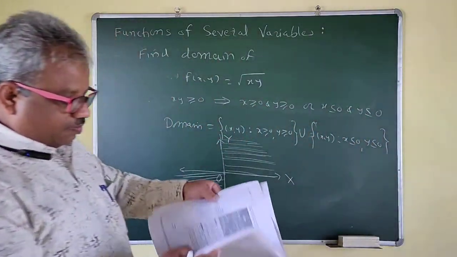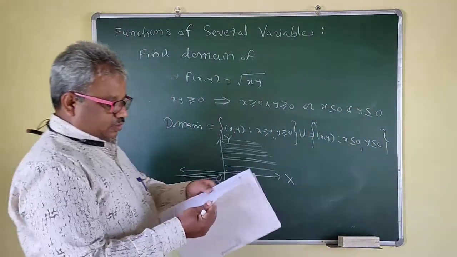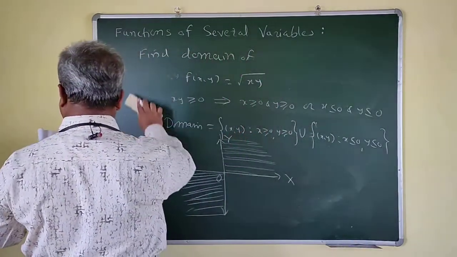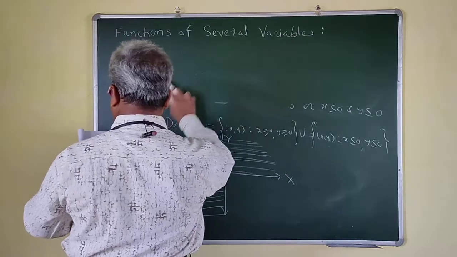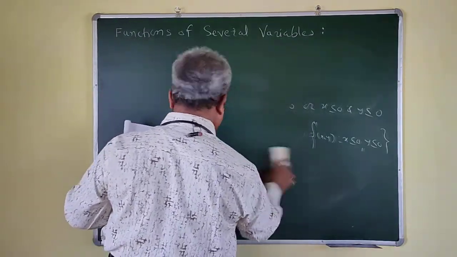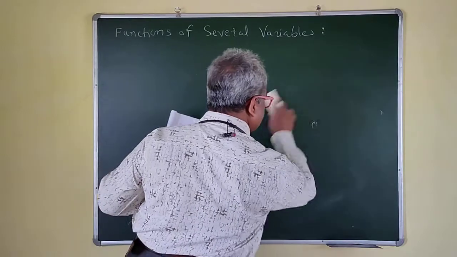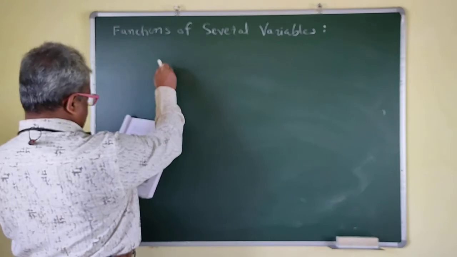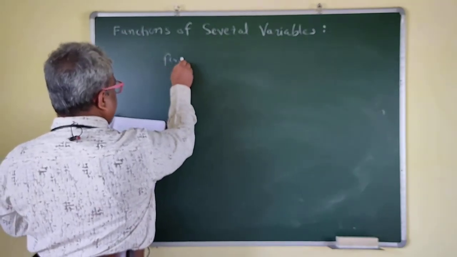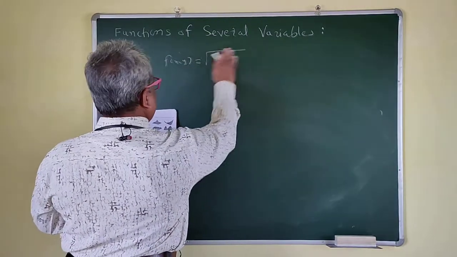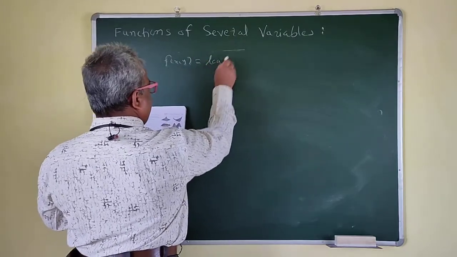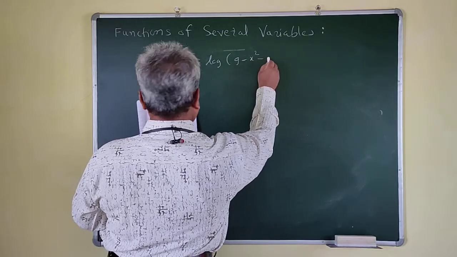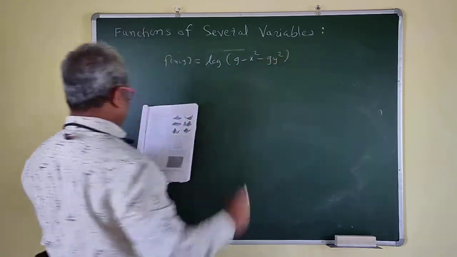So we'll take some problems from the exercise. Find the domain and sketch it. f(x,y) is equal to root of log of 9 minus x square minus 9y square.